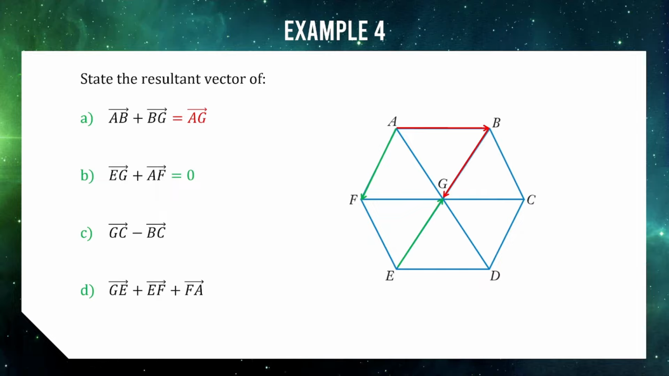Okay, now for question C, we've got GC minus BC. Let's have a look at that. GC is here and BC is here. Now, a cool trick we can use here is that this is BC, so why don't we just make this negative BC by just turning it around? Okay. So again, BC was from here to here, so negative BC is just from here to here.